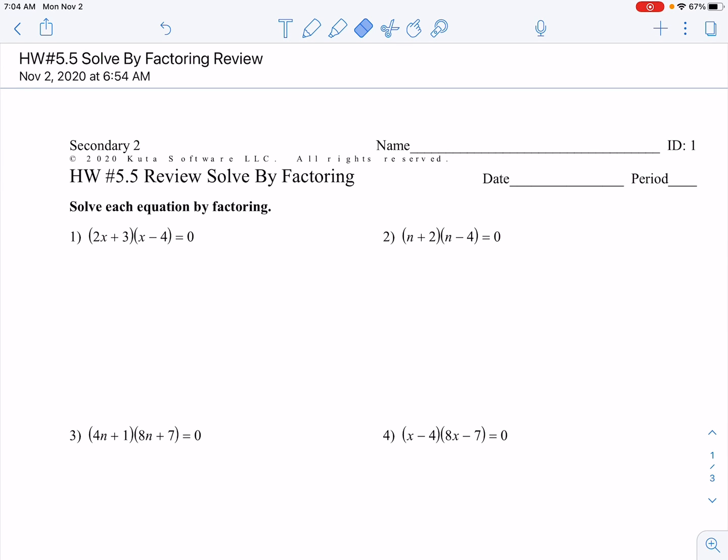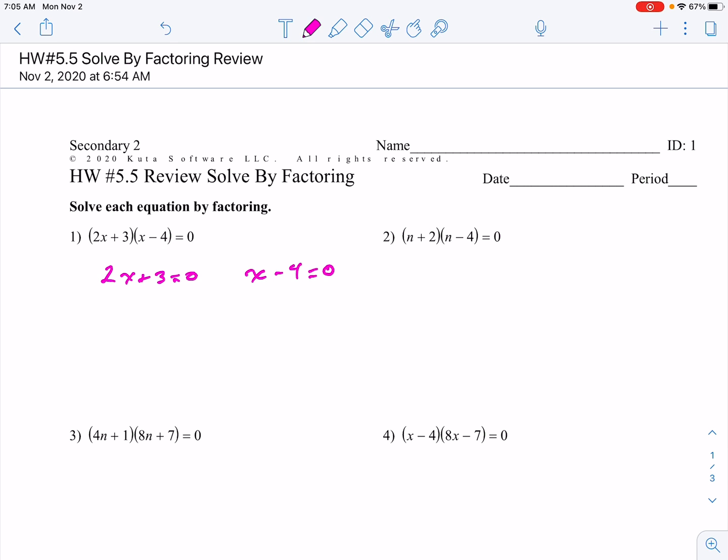All right, here we're solving an equation by factoring. If we look at problem number 1, it's already factored. So to figure out the solutions, we set each of its factors, that's the parts that are in the parentheses, equal to 0: 2x plus 3 equals 0, and x minus 4 equals 0. So we take these two factors and set them both equal to 0.